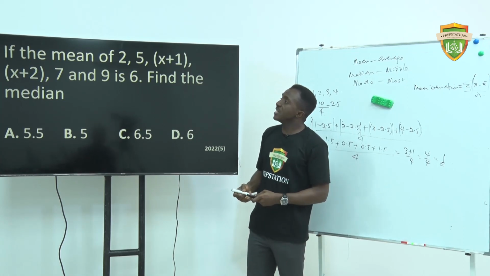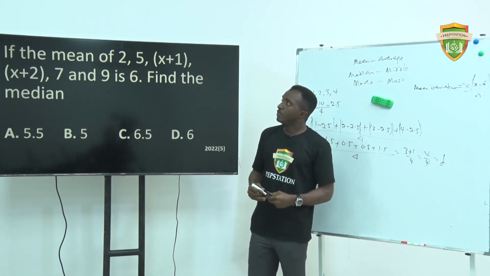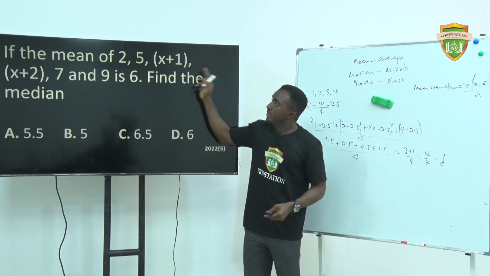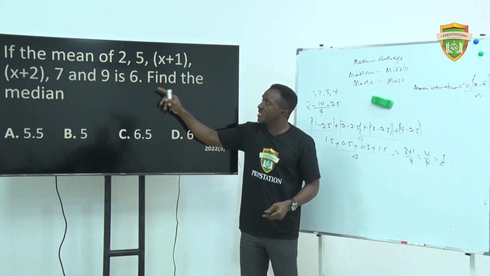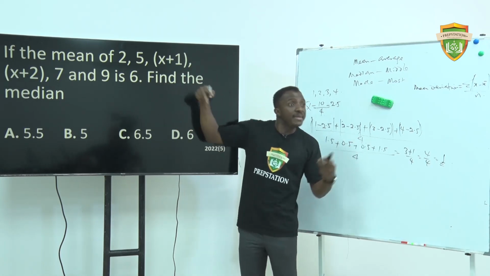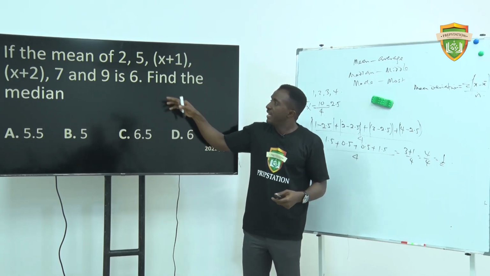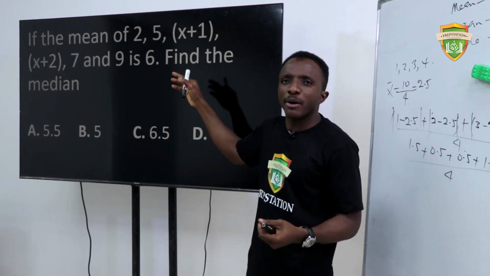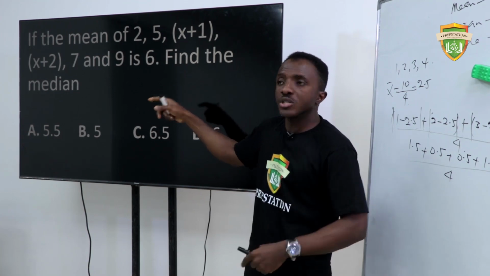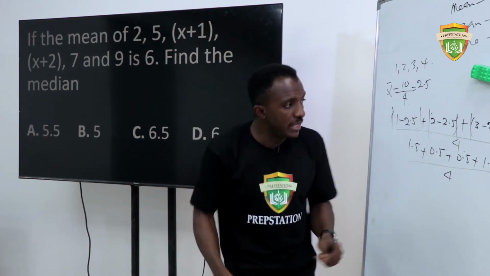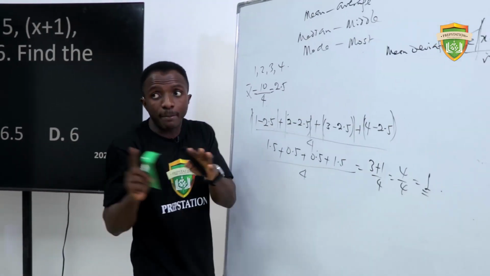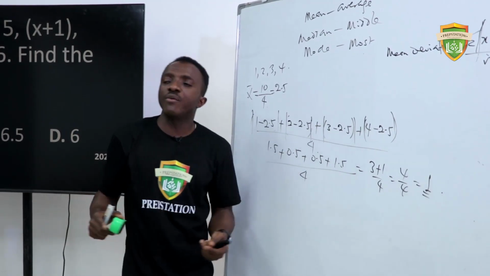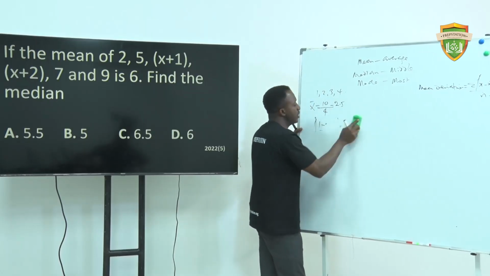Now, this next question says the mean of 2, 5, x plus 1, x plus 2, 7, and 9 is 6. Find the median. If you were told to find x, I probably wouldn't have put the question up here. But because there's a median, we will not talk about median. Now, let's quickly solve that. I hope you got this. You can pause the video at any time and go over your work again. Let's quickly solve that question.